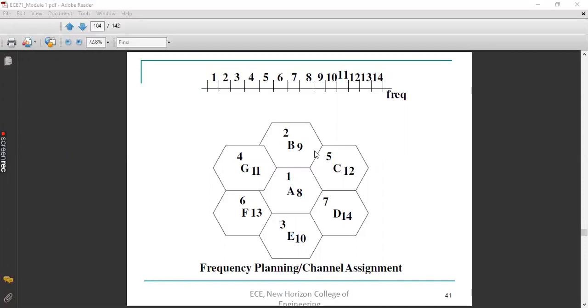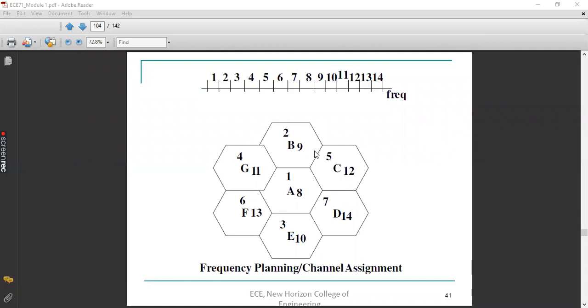I repeat, suppose the spectrum has 14 channels and we need to redistribute these 14 channels among the available cells, and we have capital N equal to 7. What do you mean by capital N? Capital N is the cluster size. That is, in a cluster we'll have 7 cells. So if we distribute this equally, one cell will have two channels.